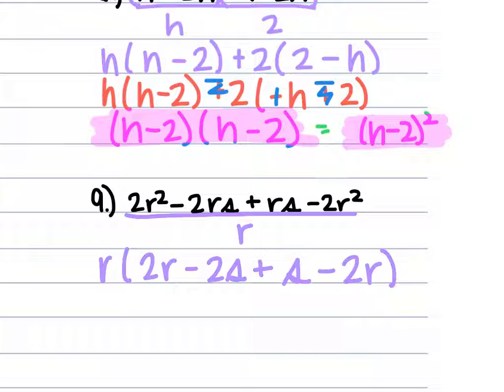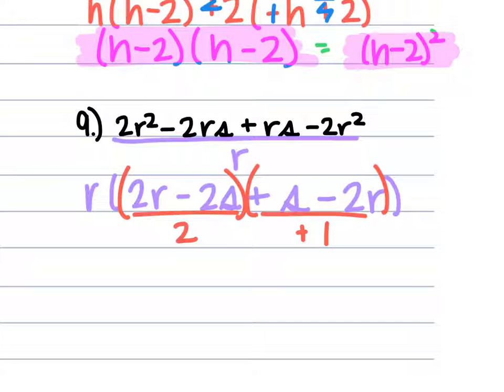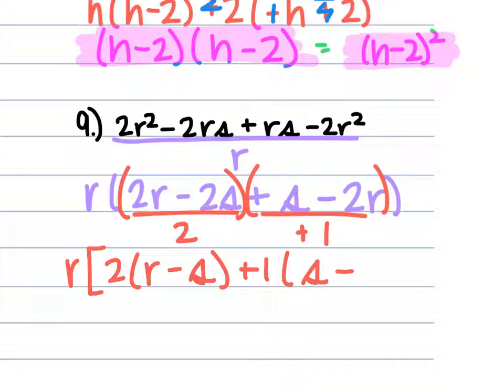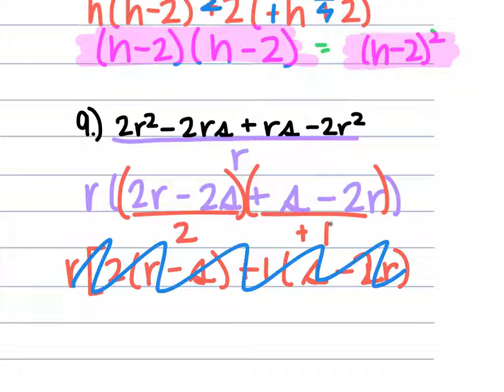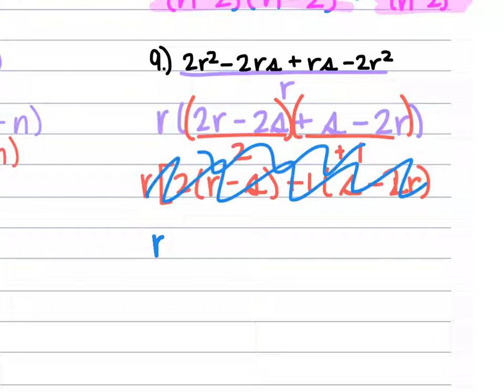So we factor by grouping now. We're going to put two sets of parentheses. The 2r minus 2s, we're going to factor out a 2. The s minus 2r, we're going to factor out a 1. So this is going to be r times 2 times r minus s plus 1 times s minus 2r. We cannot factor any further after we factor out that r. So this is all going to go away. We're not going to do this, and our answer is just going to be r times 2r minus 2s plus s minus 2r.